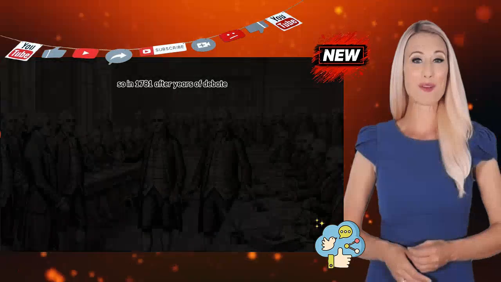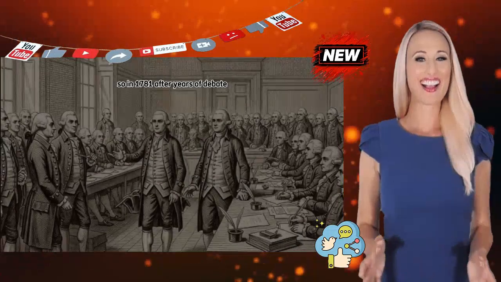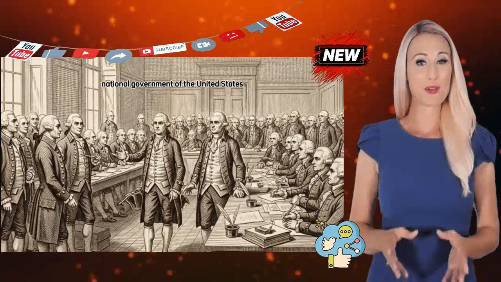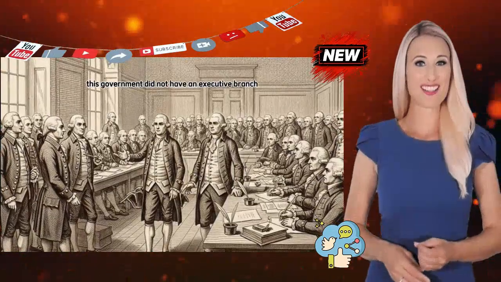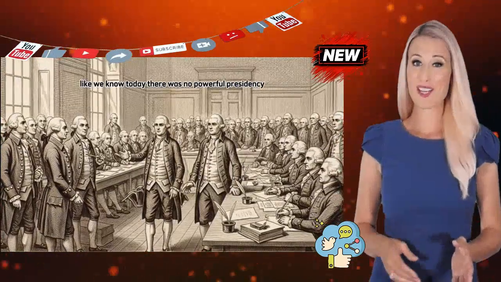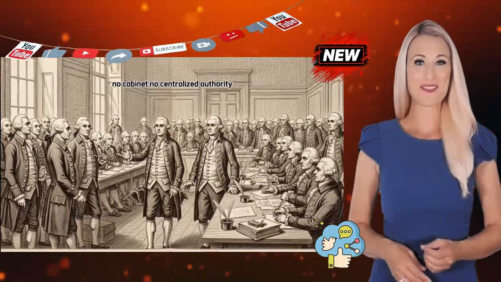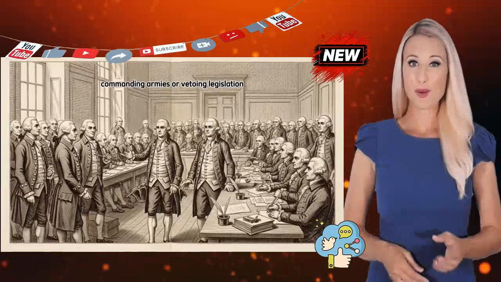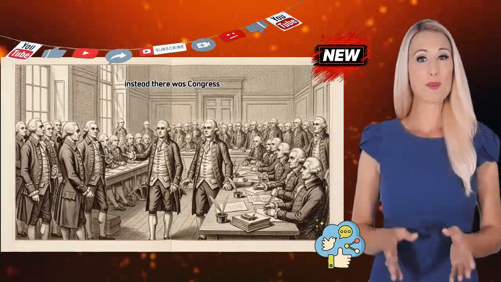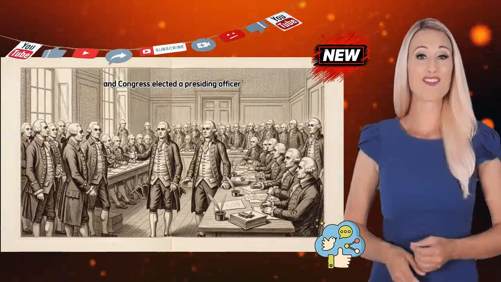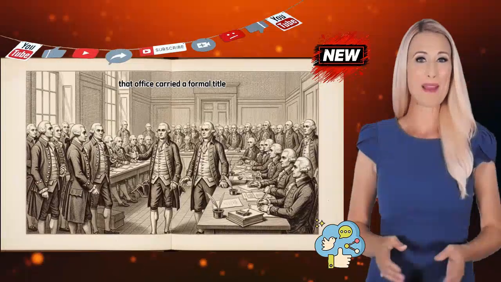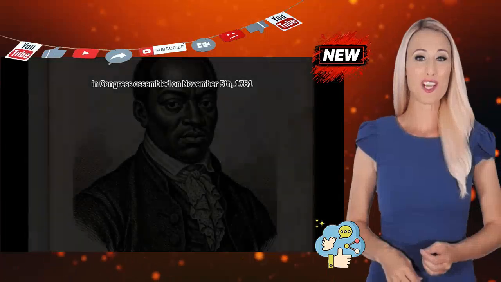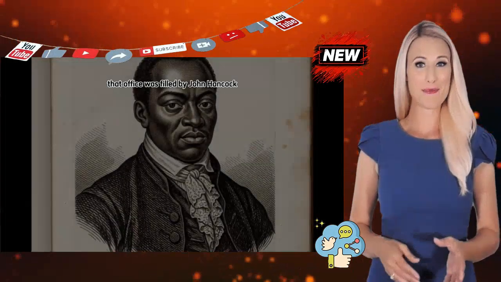So in 1781, after years of debate, the states ratified the Articles of Confederation, creating the first national government of the United States. This government did not have an executive branch like we know today. There was no powerful presidency, no cabinet, no centralized authority commanding armies or vetoing legislation. Instead, there was Congress. And Congress elected a presiding officer. That office carried a formal title, President of the United States, and Congress assembled. On November 5, 1781, that office was filled by John Hanson.